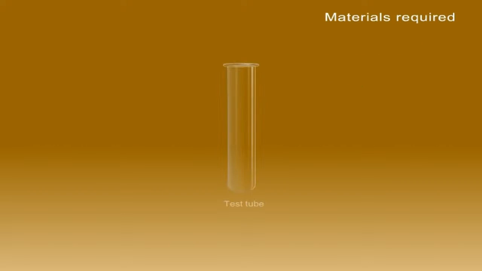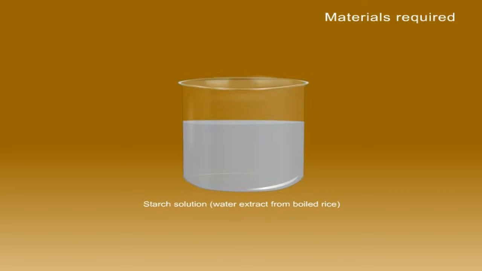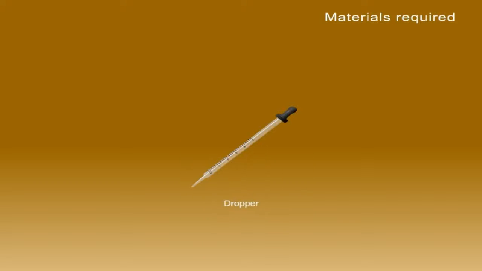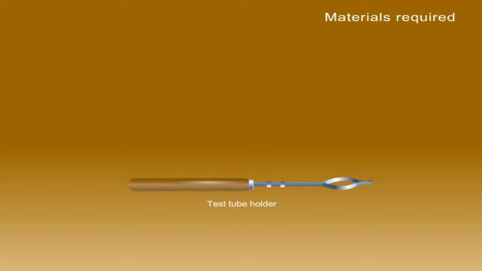To test the presence of starch in the given food sample. Materials required. Test tube. Starch solution, that is, water extract from boiled rice. Iodine solution. Dropper. Test tube holder.